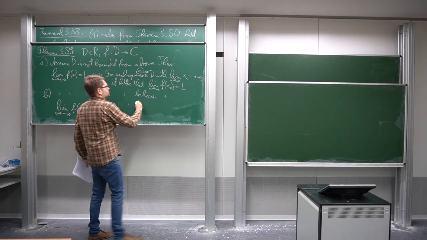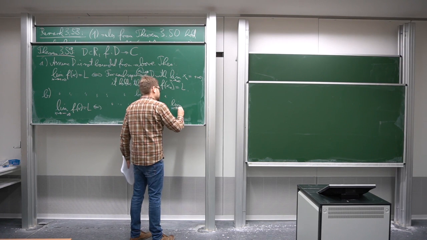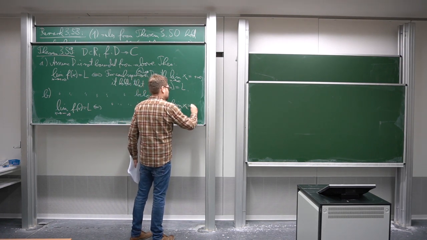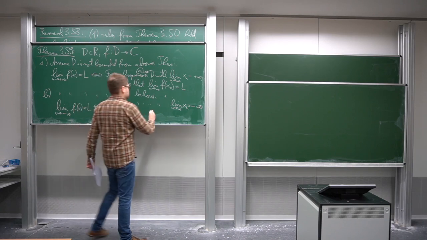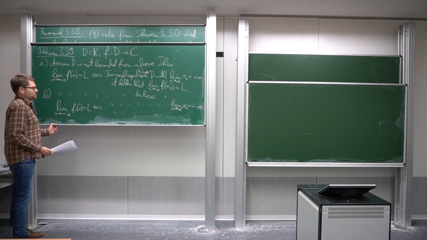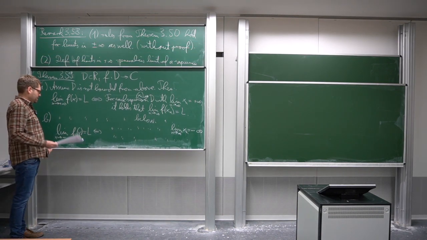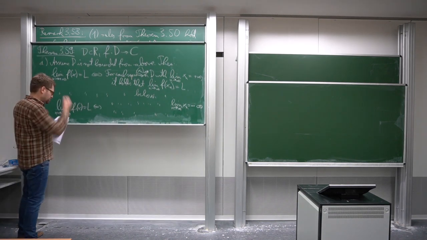for each sequence xn in D which diverges to minus infinity, it holds that f of xn converges to L. So here's the difference, here's a minus. The only difference is the minus here. Okay, so as I said, the proof is in the lecture notes.